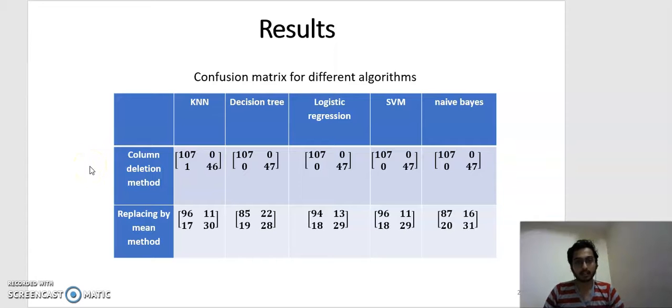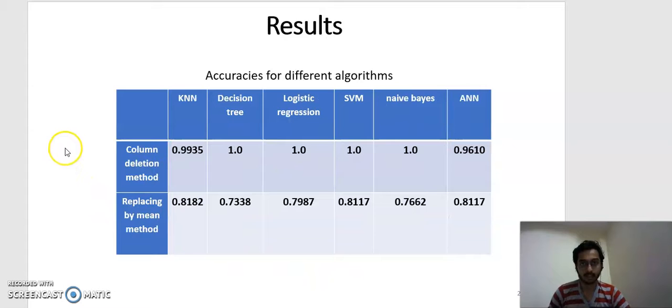And this is the confusion matrix for different algorithms. As I've used two different methods for data cleaning. One is column deletion method and other is replacing by mean method. These are the confusion matrix for different algorithms. Here are the accuracies for different algorithms. Here it shows that column deletion method performed well with most algorithms as shown here, and replacing by mean method performed around 0.8 and 0.7.